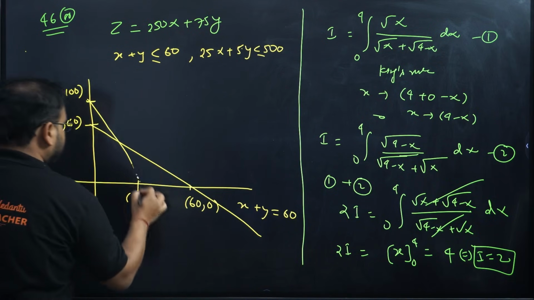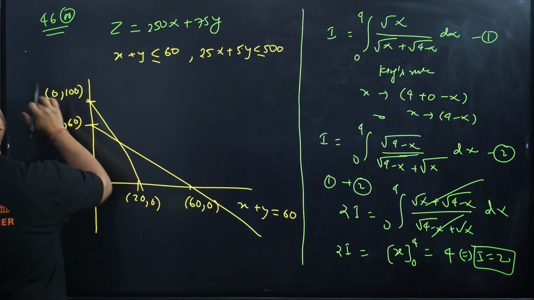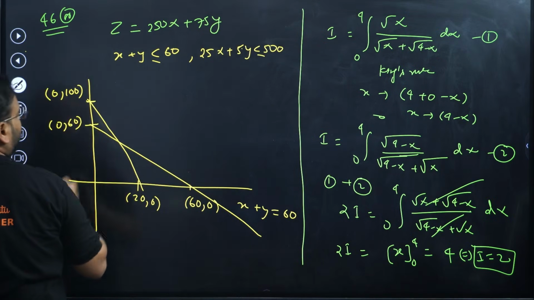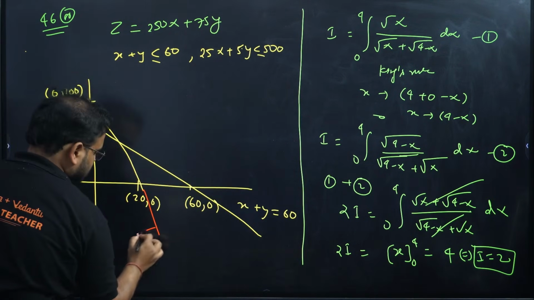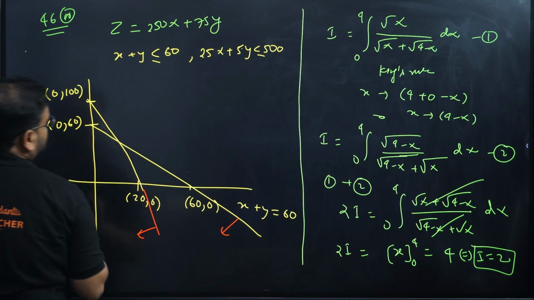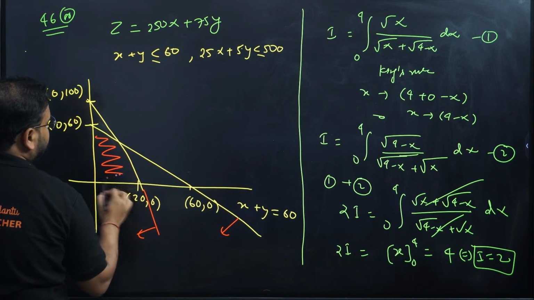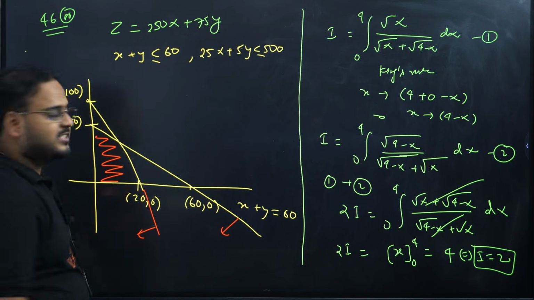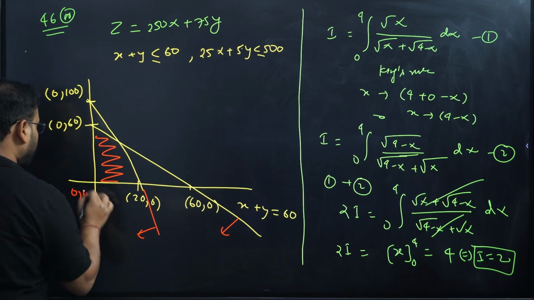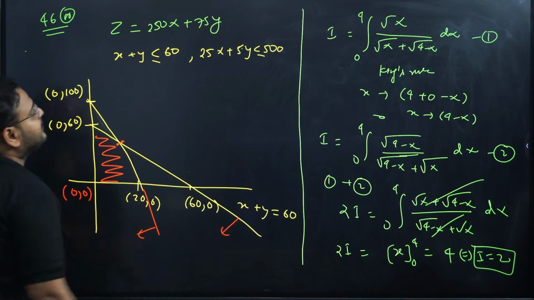This is the curve. Now both of them are less than. It means I have to go below both the curves, like this. Okay, so this is my required feasible region. This point is 0 comma 0. I have to find this point only. How do you find this point?